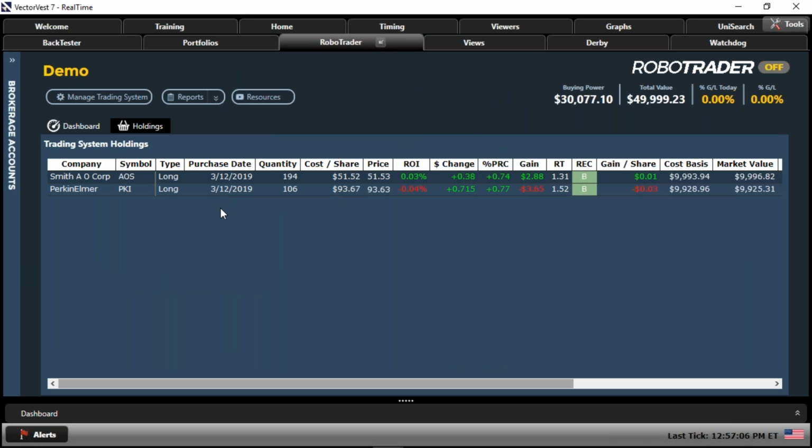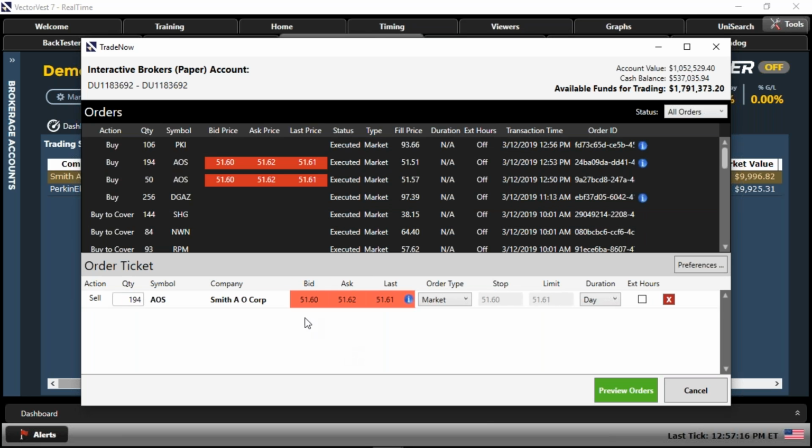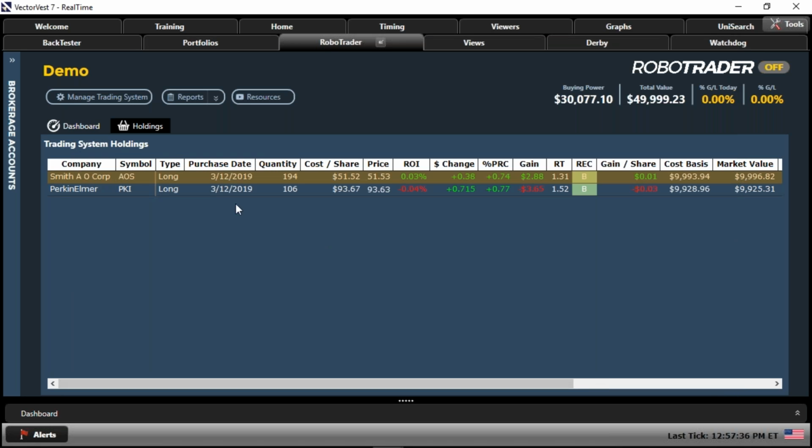And it's very easy to sell each stock. All I need to do is right-click on it. If I want to get rid of the position, I click on Close Position. It brings up that order ticket again. The action is sell. Now, I don't have to sell the whole position. I can just say, I want to sell half of my position. I'll type in 97 shares. 97 shares is half of 194, right? Yeah. 97 shares if I want to sell half. You could sell the whole thing, but it's very flexible right here within the RoboTrader tool.